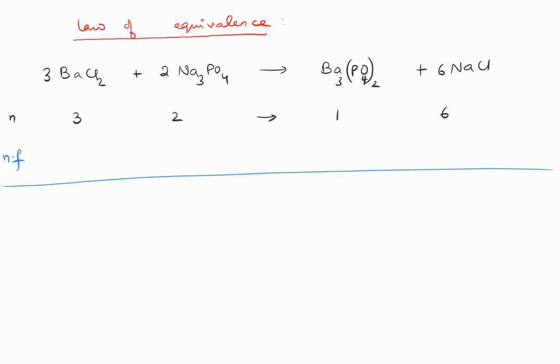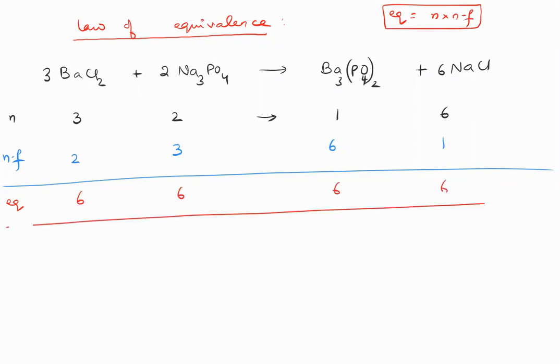Now remember the formula for non-redox. All these are salts, so take the charge of the cation or anion. N factor is 2 for this, 3 for this, 6 for this, and 1 for this. Now use that new formula I told you. Number of equivalents is equal to number of moles into N factor. Use this formula and you're going to get the number of equivalents as 6, 6, 6, and 6. This is the beautiful concept you're going to use now.